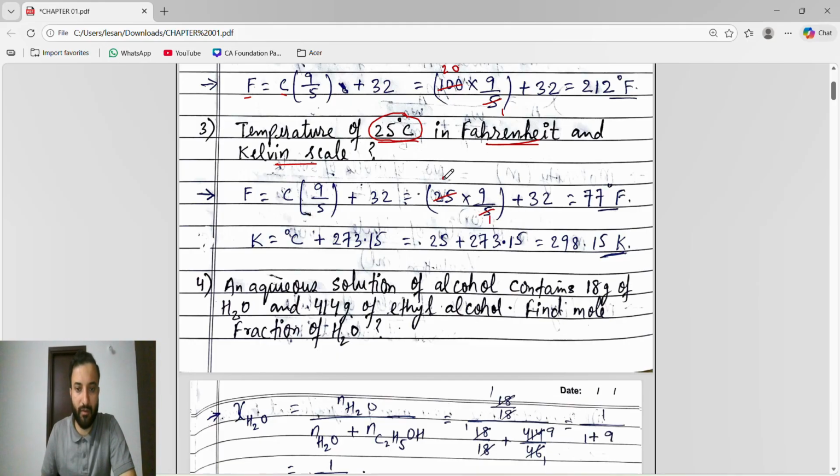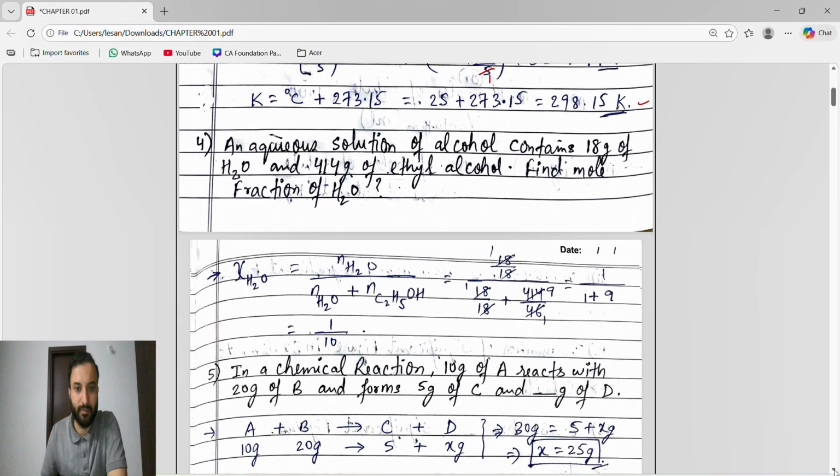5 on the 5, 5 5s are 25. So 5 9s are 45. 45 plus 32. 5 plus 2, 7. 4 plus 3, 7. So they said temperature of 25 degrees Celsius in Fahrenheit, means degree Celsius is given, we have to find Fahrenheit. We'll use this formula and we got 77 degree Fahrenheit. And Kelvin scale means degree Celsius is given and you have to find Kelvin. So which formula? Kelvin equals degree Celsius plus 273.15. So 25 degrees Celsius plus 273.15. It will become 298.15 Kelvin.